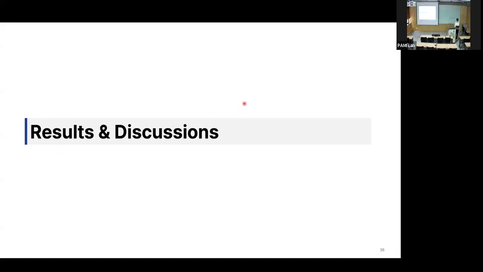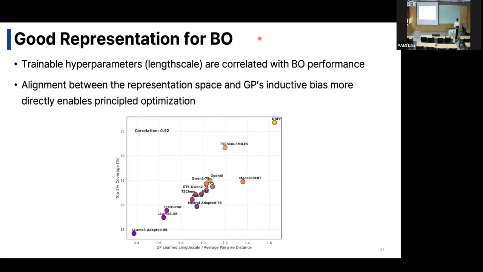And introduce experimental results and analysis of the GOLLuM framework. We begin by exploring the relationship between Bayesian optimization performance and the trainable parameters within the Gaussian process kernel function. In particular, we observe a strong correlation between the length scale parameter and the BO performance. This result suggests that when the representation space is well aligned with the inductive bias of the GP, we are more likely to achieve effective optimization performance.